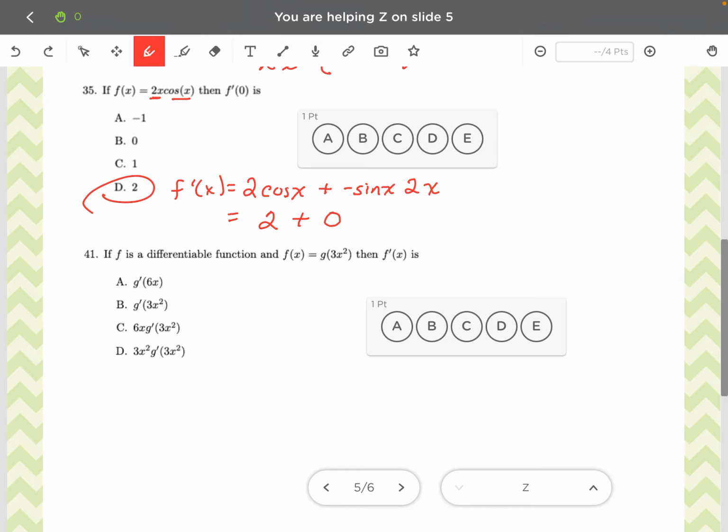And then next one here, notice that f is g of 3x squared. So this is a composite function. This is your inside function, this is your outside function. So this is your chain rule idea. To take the derivative of f, we take the derivative of the outside, which is the g, inside stays the same. Then we take the derivative of the inside. And the one that matches up with that would be the letter C.